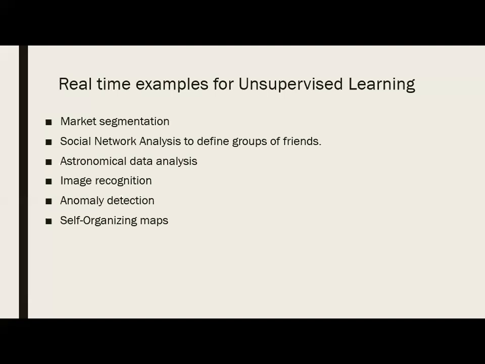Like that there are different kinds of segmentations in the market. Actually, it's not about machine learning, it's more about the business domain. Other examples are social network analysis to define groups of friends, astronomical data analysis, image recognition, anomaly detection, and self-organizing maps. Each of these topics has huge concepts, but these are some real-time examples for unsupervised learning. Basically, you can conclude unsupervised learning will not have any labels, only features will be there. In that case, how can you make algorithms? That comes under unsupervised learning.